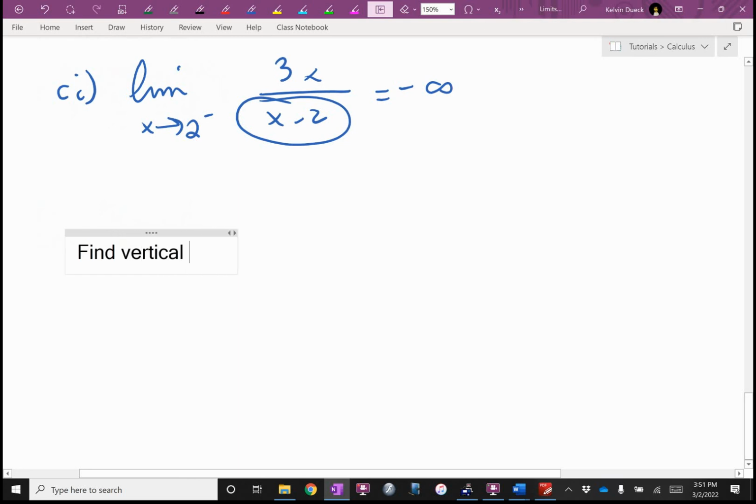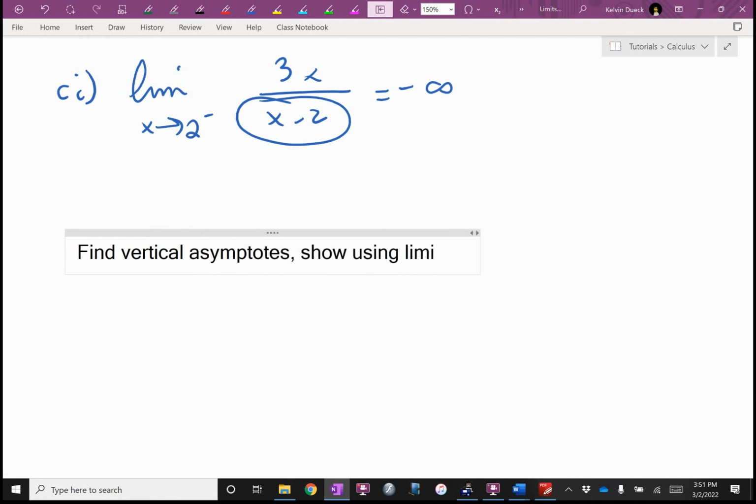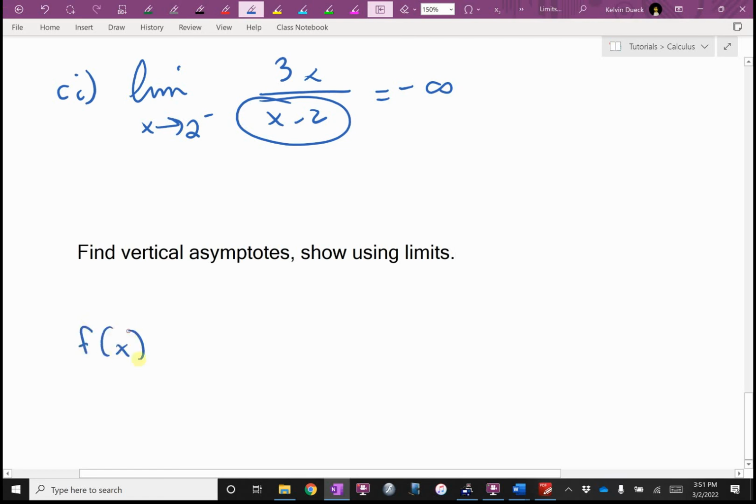Find vertical asymptotes. Show using limits. I'm not going to do the one from the quiz. I'll make up one of my own. Let's go like this. Suppose f of x equals negative 1 all over x plus 2. Where's the problem? What can't we divide by? 0. What's going to make this work out to 0 in the denominator? Okay, so the issue, there's going to be an asymptote almost certainly at x equals -2.